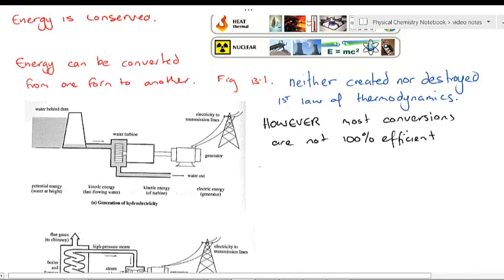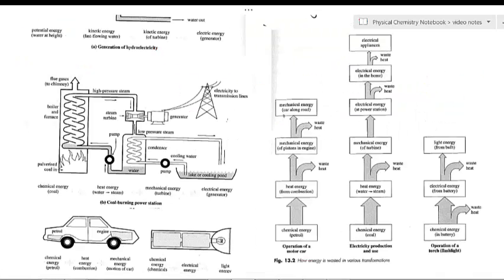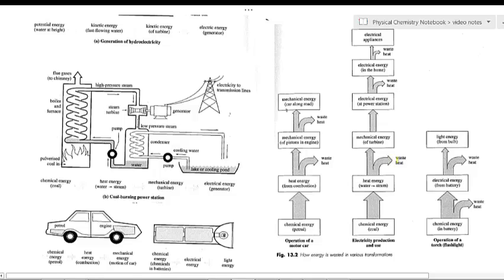However, most conversions are not 100% efficient, and so heat energy is often given out as waste, as shown in all of the diagrams in figure 13.2. And they're classed as Sankey diagrams.